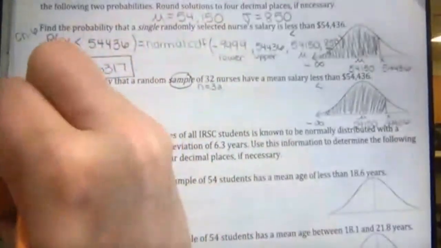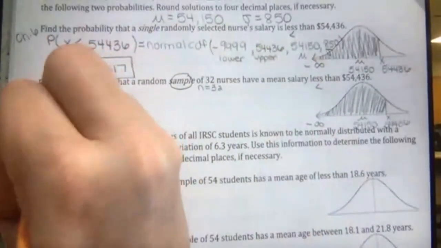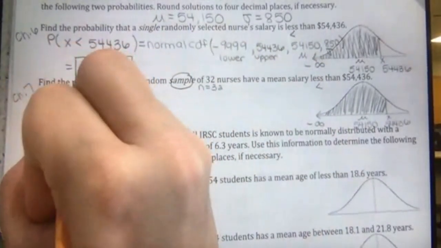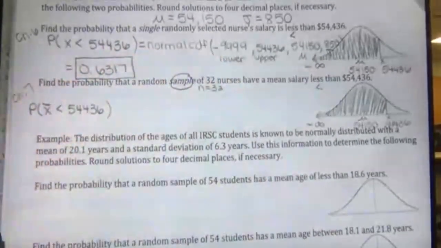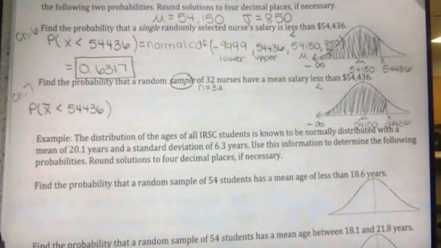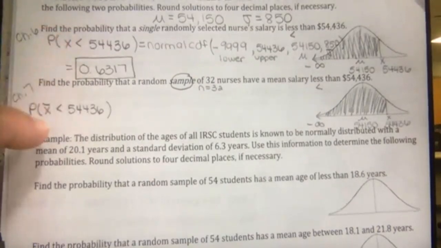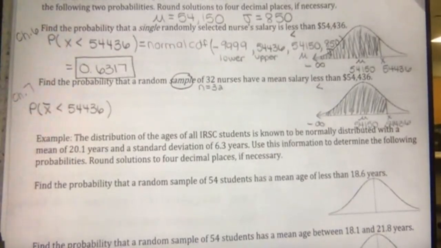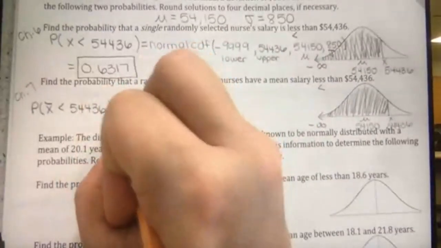So we're still looking for the probability. This time we're talking about a sample, so this time it's going to be x bar is less than 54,436. Remember, our sample is x bar, the sample mean. Before it was just a random single value, so that's just x. This time we're talking about a random sample, so x bar. We're talking about their means. It's still going to be normal CDF.